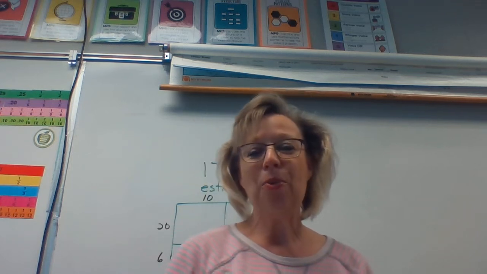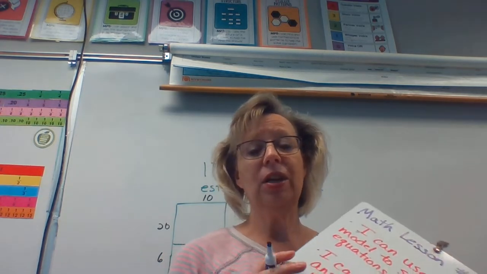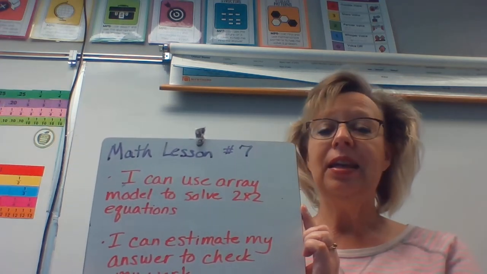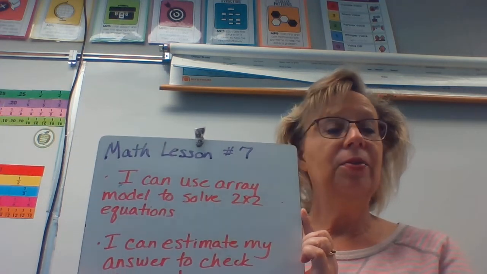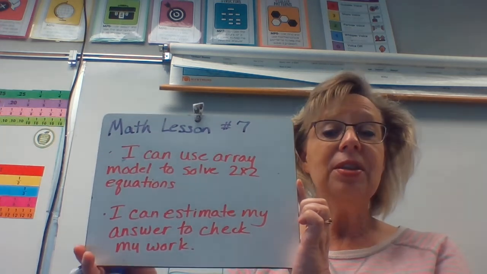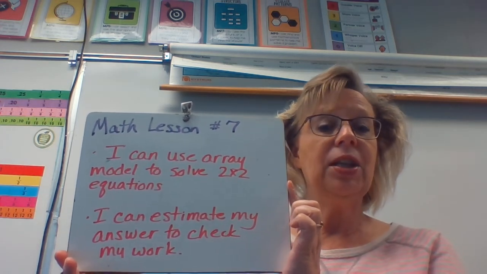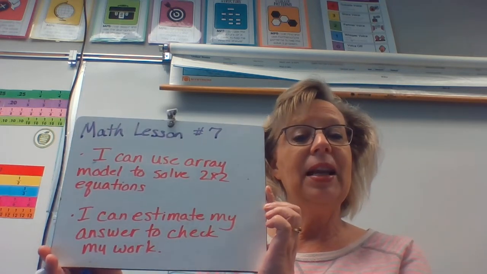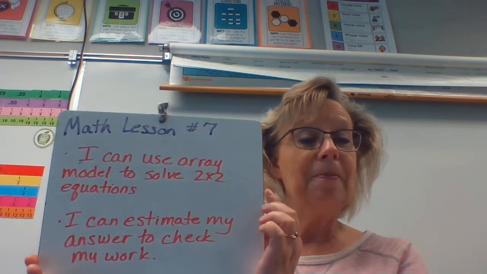Hi, fourth graders. We are on our math lesson number 7 today. And today we are looking at two things. We're going to again review the array or area model for 2 by 2 multiplication equations. And then we're also going to think about estimating and checking to see if our answers make sense by using an estimate first to check our work.